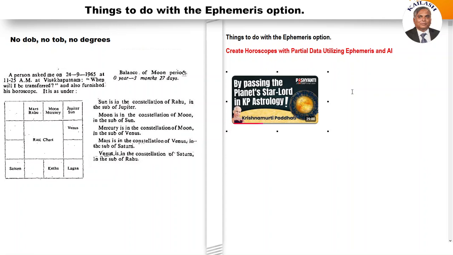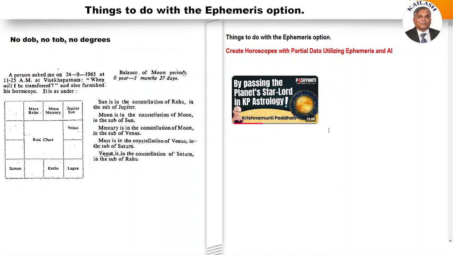The usual KP rule is that the planet will first give the result of the star lord, but in this article the author has shared one example where the planet is giving the result of the sublord. The star lord is totally ignored. So in that sense, this article was very important, and I thought I should share it, especially since it had a sanction from Professor Krishnamurti. It appeared in that magazine.